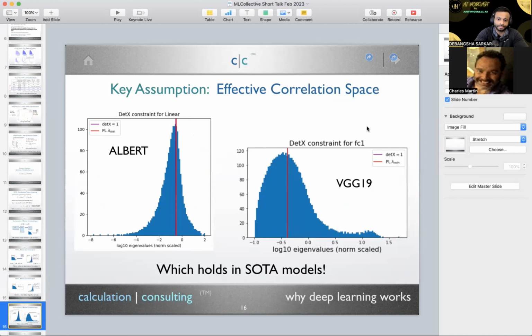In VGG, not all the layers are 2, but it turns out the FC1 layer in VGG19 has an alpha near 2, and the purple and red lines overlap. And look, that is because the alpha value for FC1 is closer to 2. Is that right? Yes. Makes sense. Makes sense.